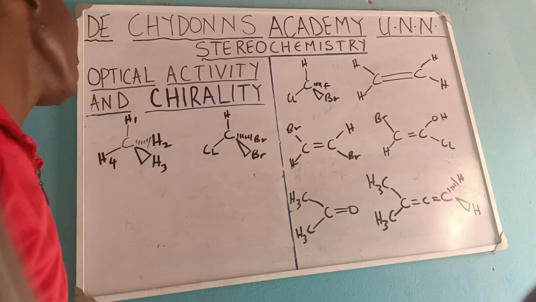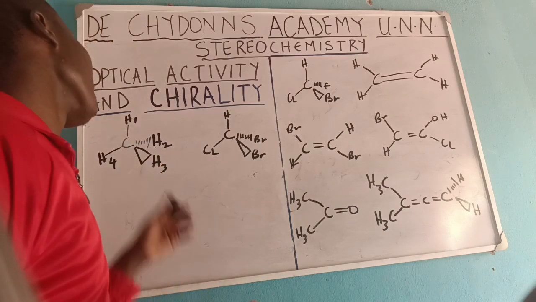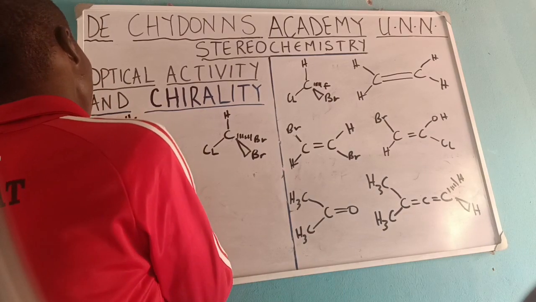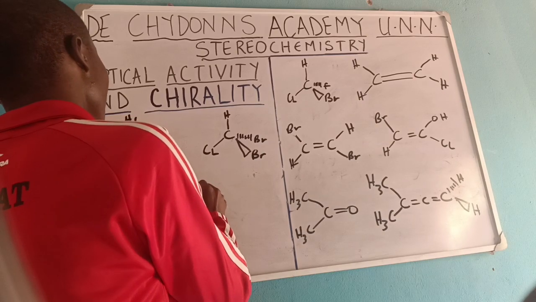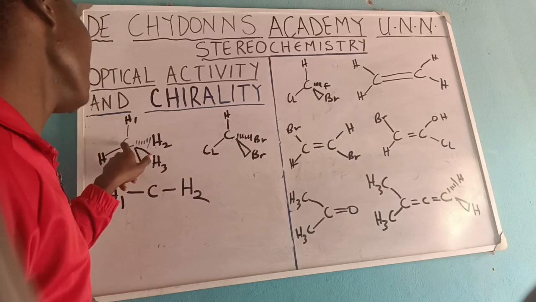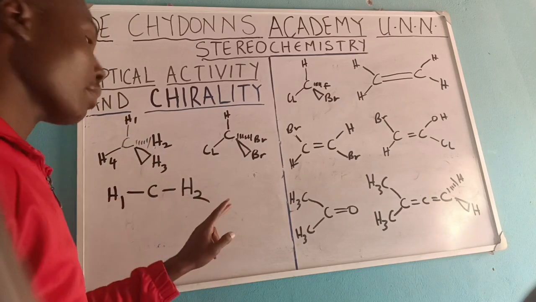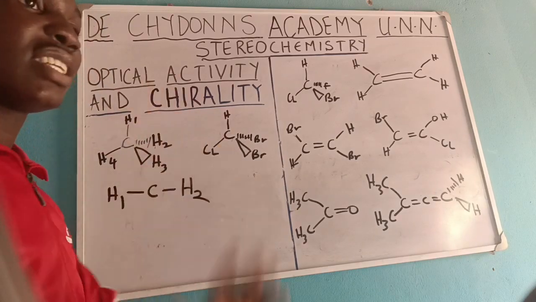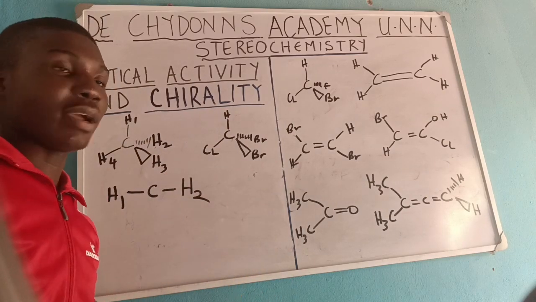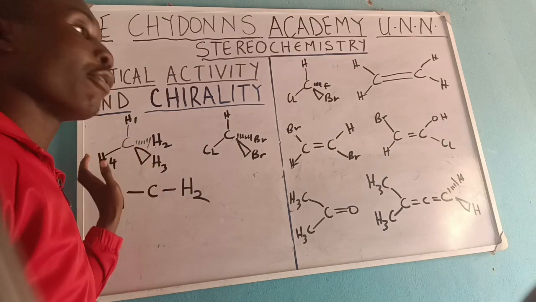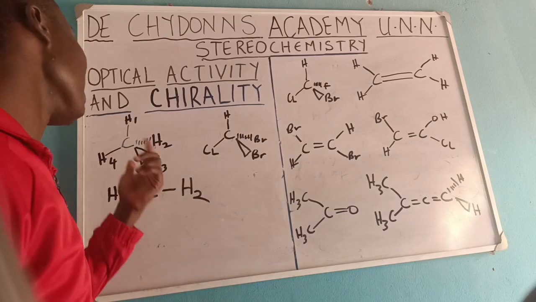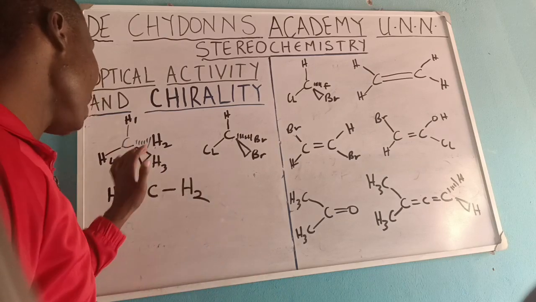Now, what do I mean by that? For example, if you have a plane that is running through your H1, through the C, and then through the H2, what I mean is that you have a plane that is cutting across H1, C, and H2. What you're going to have on the remaining two sides is H4 and H3. Are you getting the point now? So what you're going to have on both sides is H4 and H3, and the two of them are the same hydrogen. The implication is that you have a mirror, so that is a plane.